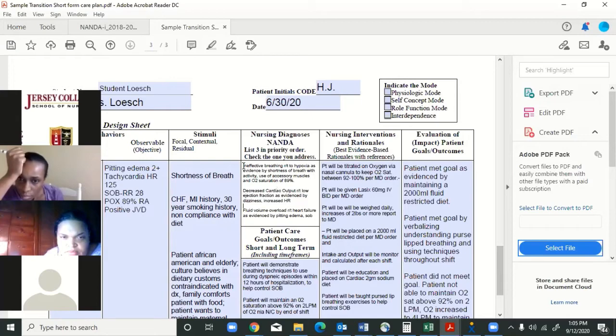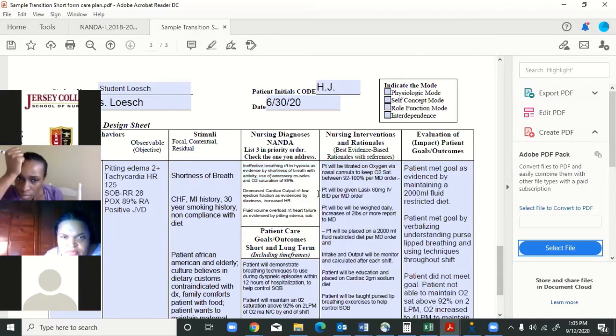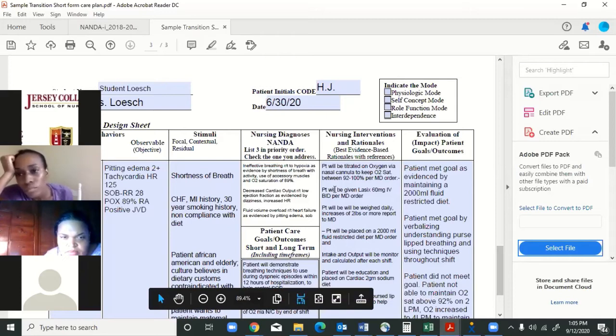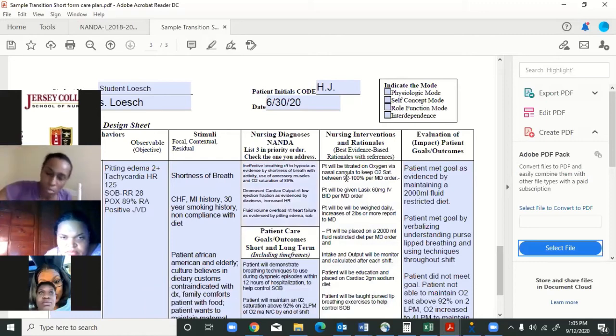Check the one you address. So for me, it's this one I'm addressing. I'm looking at the intervention, so my intervention should be catered towards that. So what kind of things would help my patient develop more effective breathing?